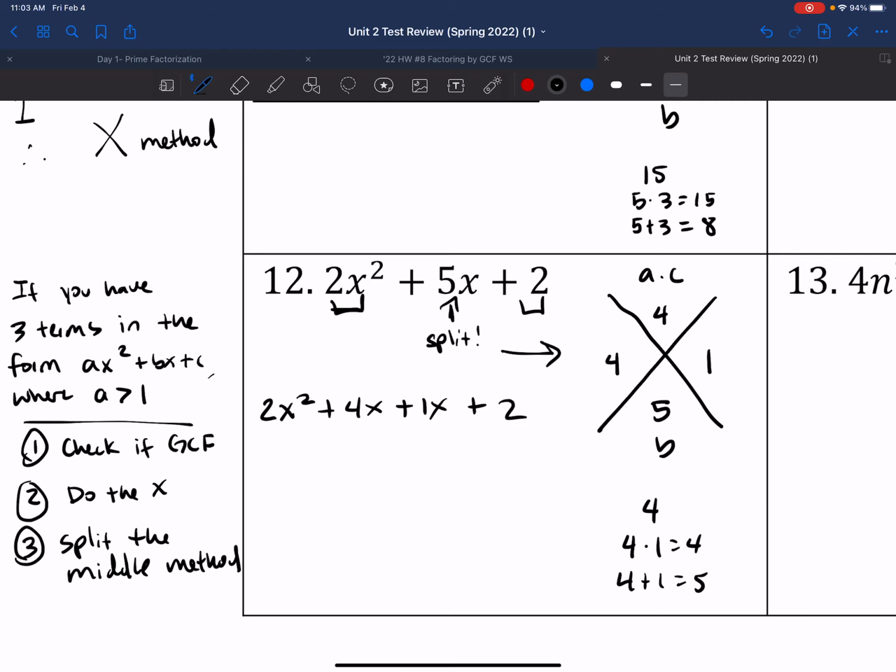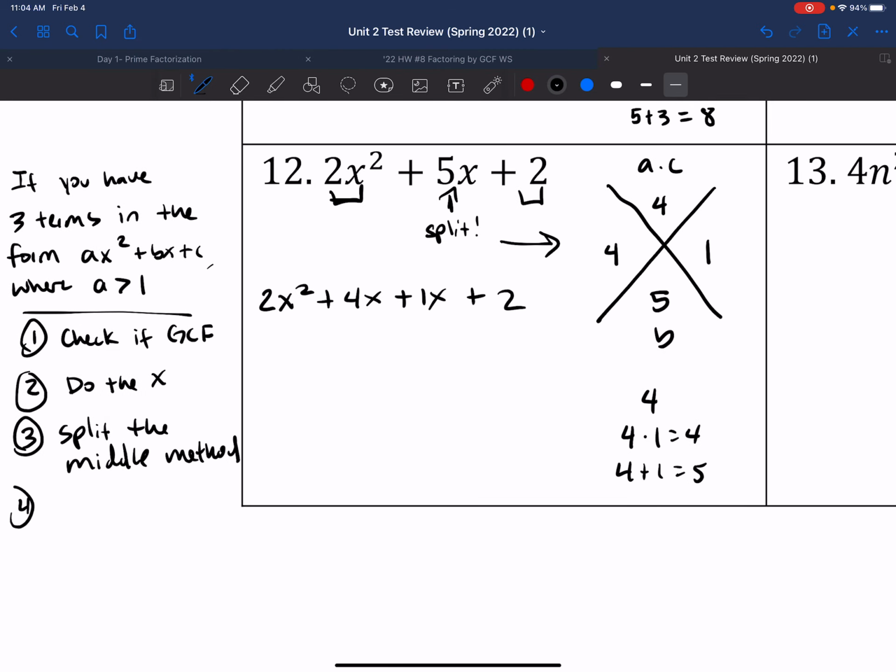Okay, let's write this. Since there are 4 terms created, there are 4 terms we group. So then I put these parentheses here. We're grouping. We're going to go ahead and find the GCF after we group.